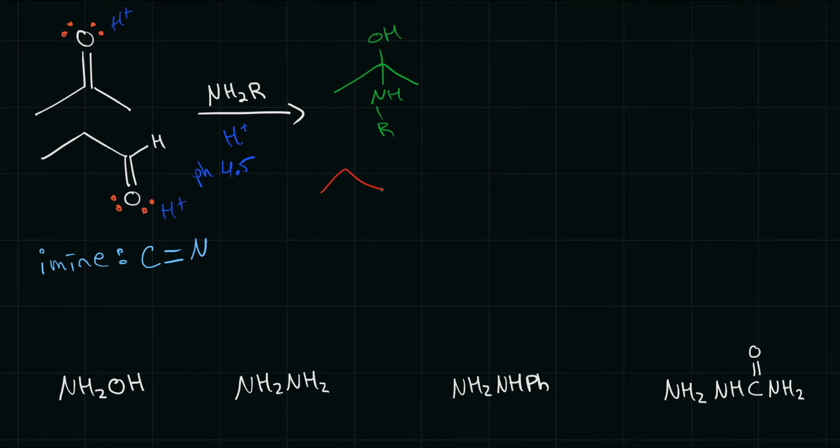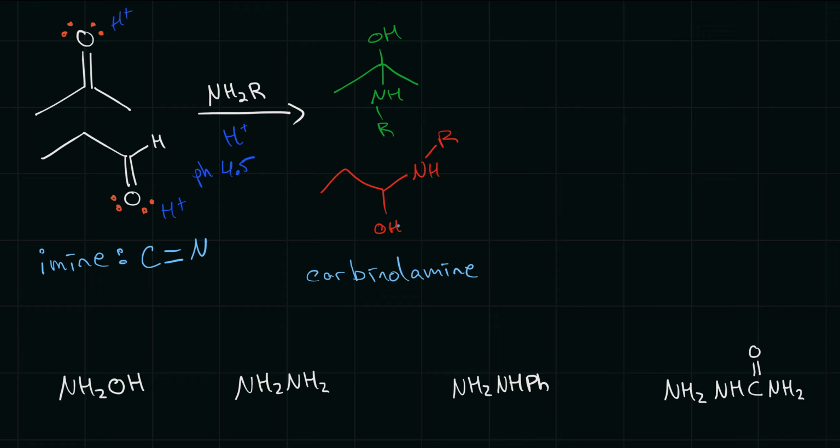And for the aldehyde, it looks like this. We have our nitrogen after it gets deprotonated, and then an R group. Now this intermediate is called a carbonyl amine. So carbonyl amine. And it's pretty unstable.